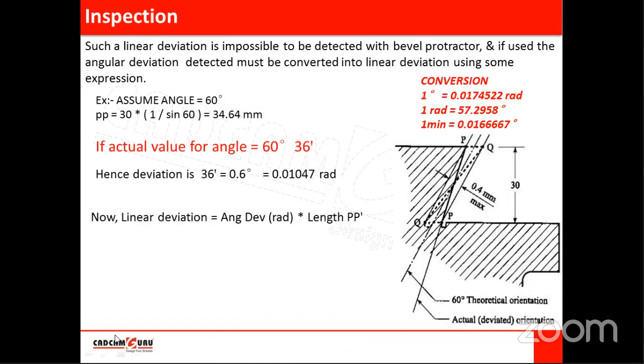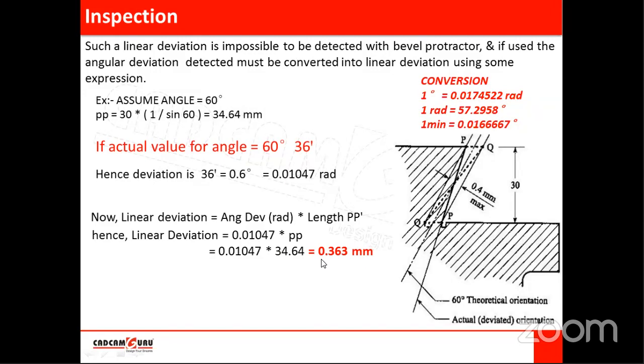So linear deviation is equal to angular deviation multiplied by this length PP. PP we have already calculated, and the angular deviation in radians we have calculated here, right? So 0.01047 multiplied by PP. PP we already have as 34.64. With this calculation we will get 0.363. So this is the actual linear deviation. It means after manufacturing this component and checking it with the bevel protector, what we found is a linear deviation of 0.363 mm.